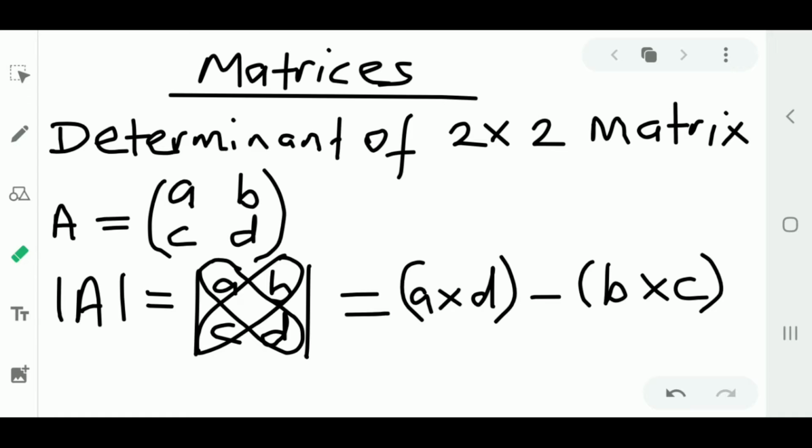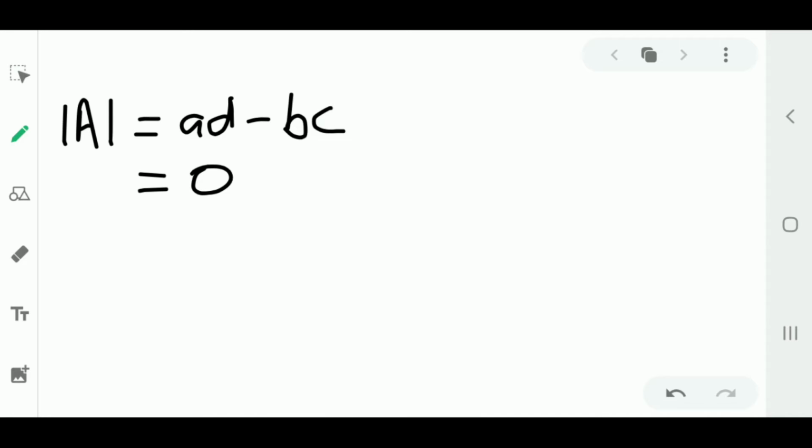Now, if the determinant of A is equal to 0, then A is said to be a singular matrix. If the determinant is not equal to 0, then it is considered a non-singular matrix.